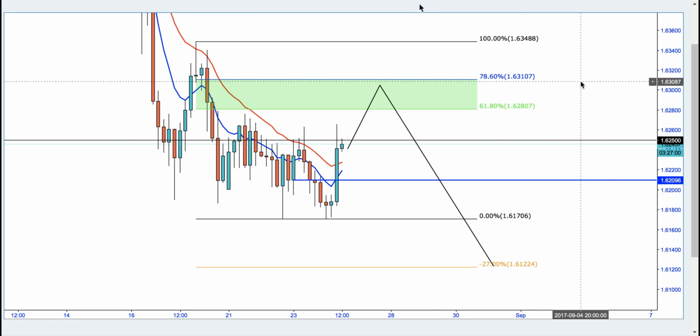And you will find this if let's say you had 10 pairs open. From my personal experience, you will probably find this on 7 or 8 currency pairs, either on a daily or 4-hour time frame.